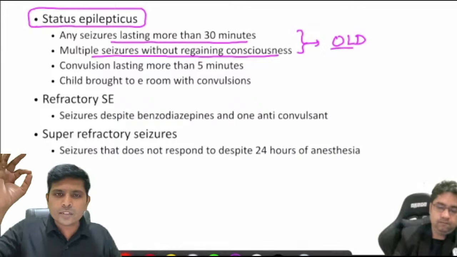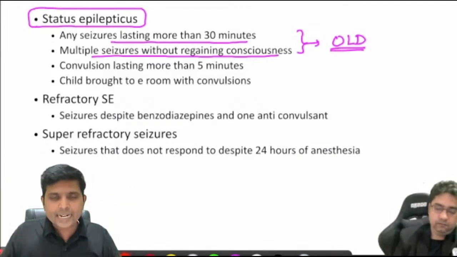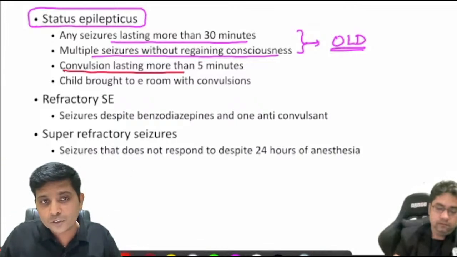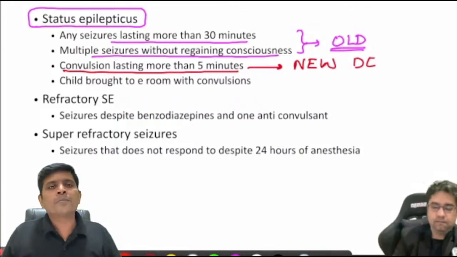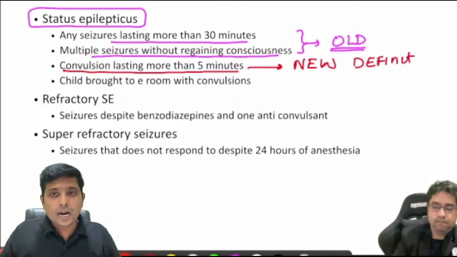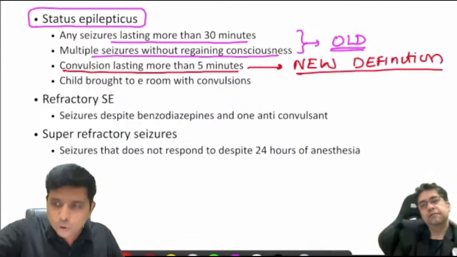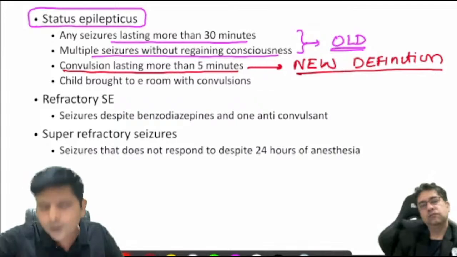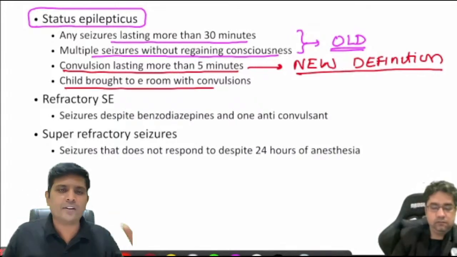Any child who is convulsing for more than 5 minutes, because 90% of seizures will resolve within 5 minutes. Any seizure lasting for more than 5 minutes can be called status epilepticus. And remember, any child who is brought to the emergency room still convulsing is said to have status epilepticus. These two are the new definitions.